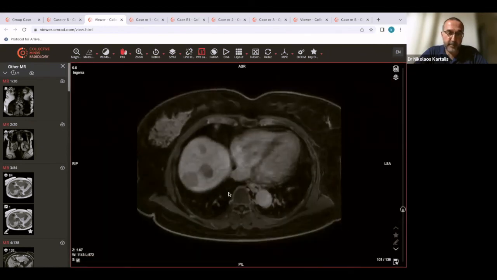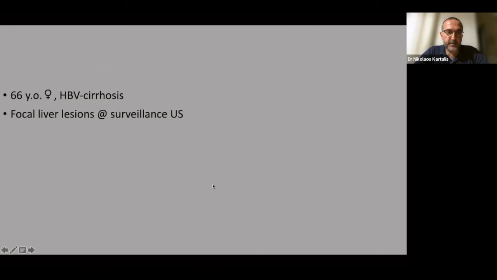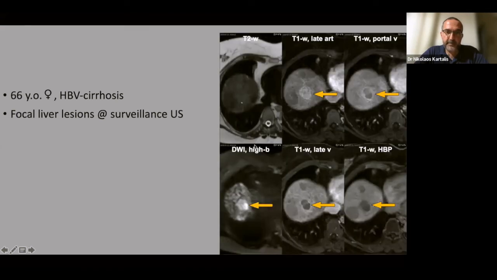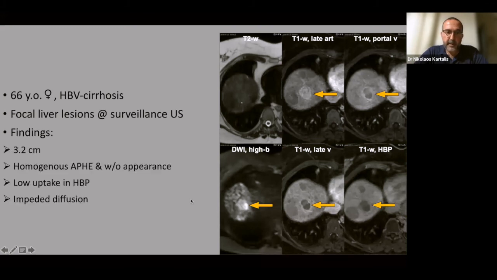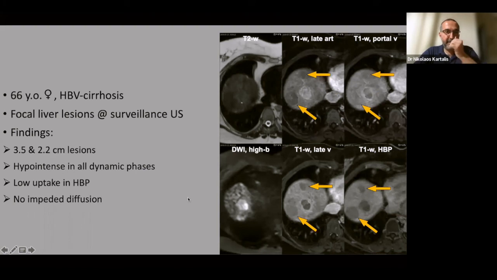And again, in the hepatobiliary phase, the most important phase for this patient, we have low uptake in the HCC, but we have low uptake even on this and on this lesion. So if I go back to my presentation, again, I show you the same patient. This is the HCC that we have decided. This is an HCC. But we have these 2 lesions. One is 3.5, and the other is 2.2. Hypointense on all phases, low uptake in the hepatobiliary phase, and no signs of impeded diffusion.